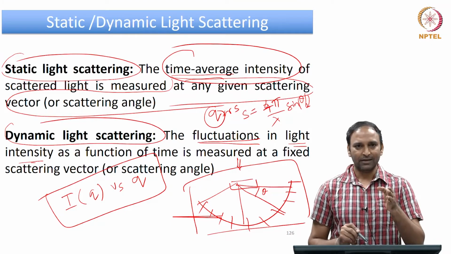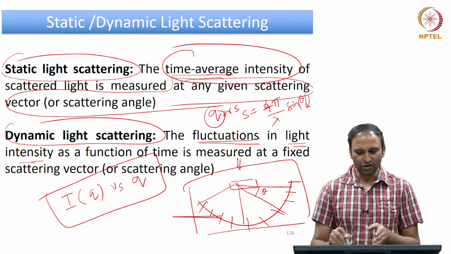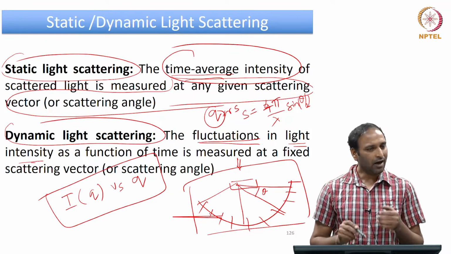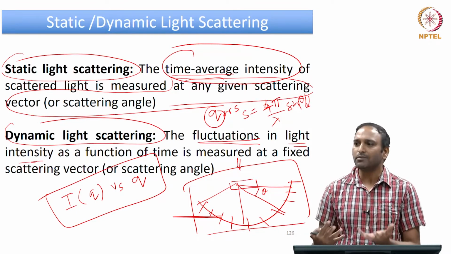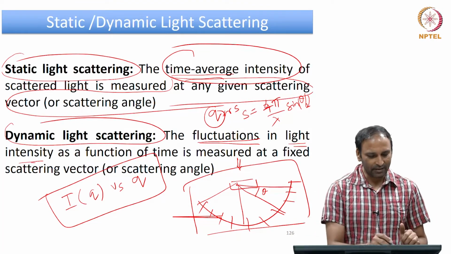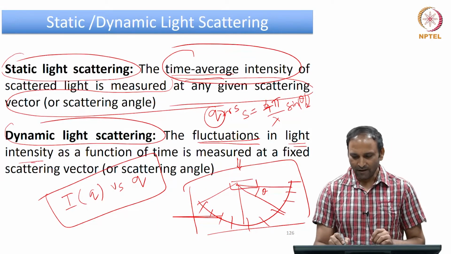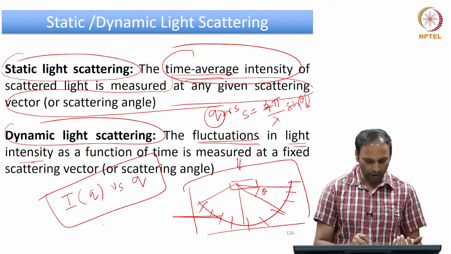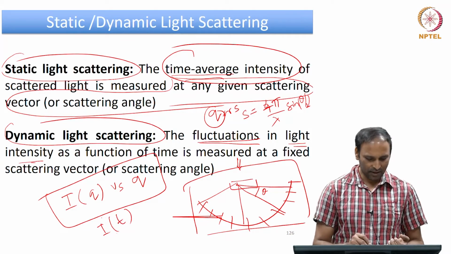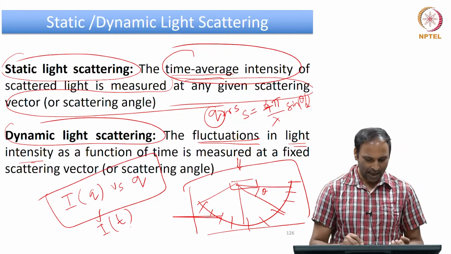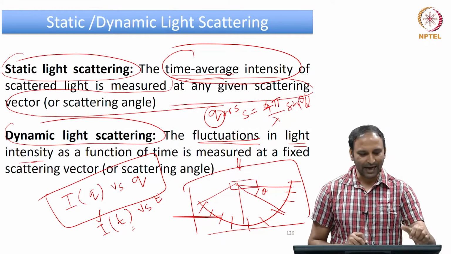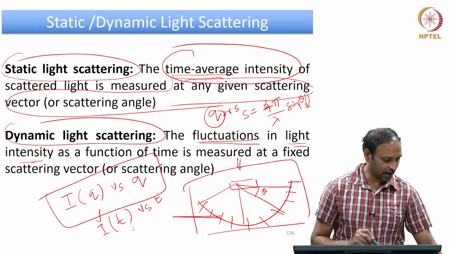You are measuring the scattered intensity as a function of this scattering vector, and you analyze that data to get any meaningful quantity that you want out of your experiment. And in the dynamic light scattering measurements, what is measured is the fluctuations in the light intensity. What you are measuring is your I of t, that is, scattered intensity as a function of time. That is the difference between static light scattering and dynamic light scattering.